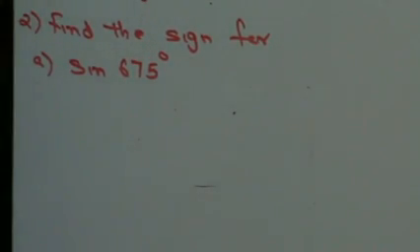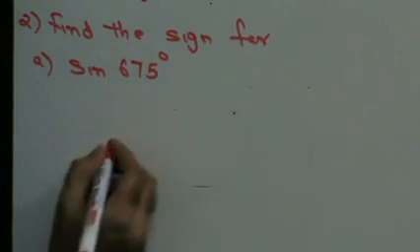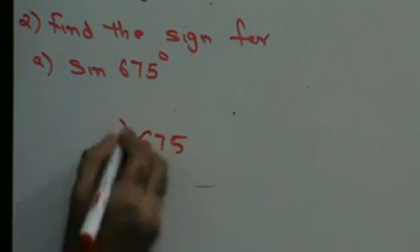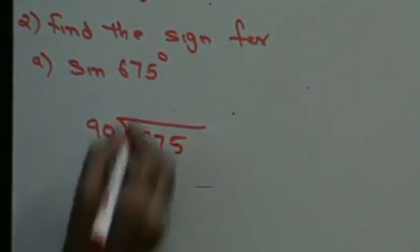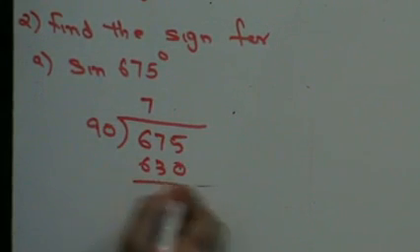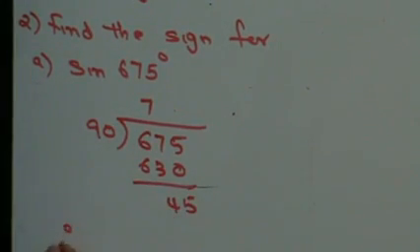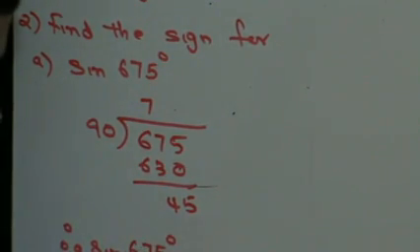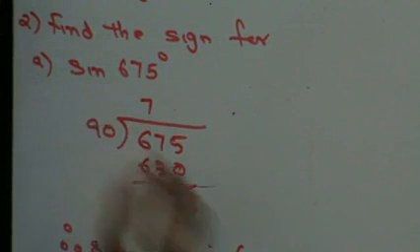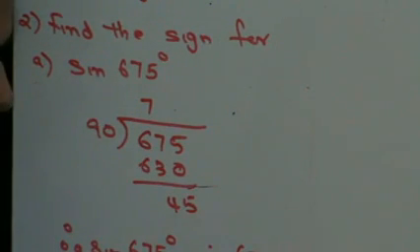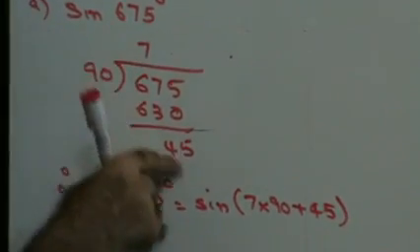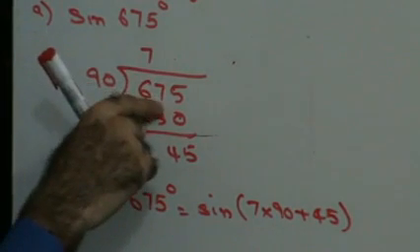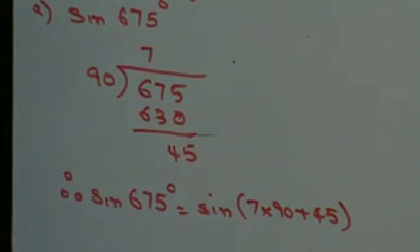Whenever you have to state whether a particular trigo ratio will be positive or negative, you divide that angle by 90 degrees. You have to always divide by 90 degrees only. 9 sevens are 63 and 45. Therefore, sine 675 degrees is nothing but sine of 7 into 90 plus 45. Divisor is equal to dividend into quotient plus remainder.